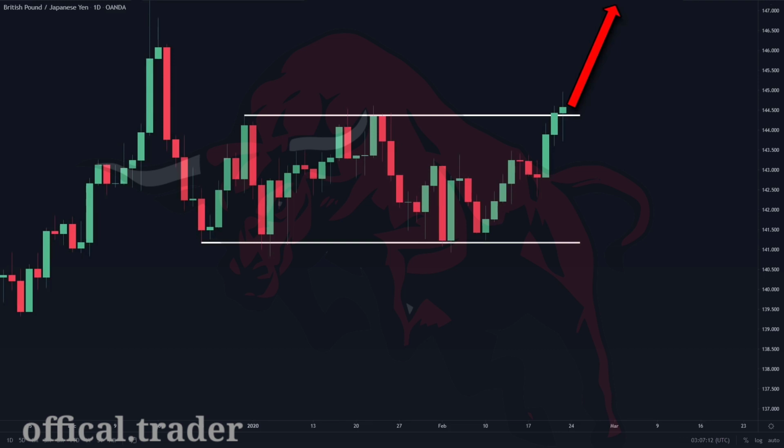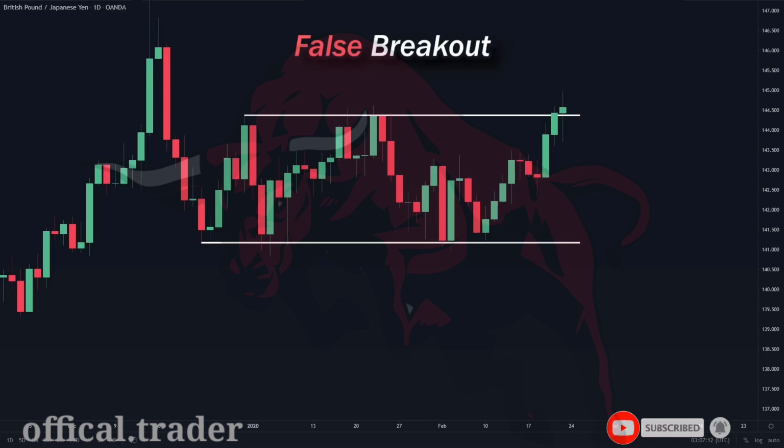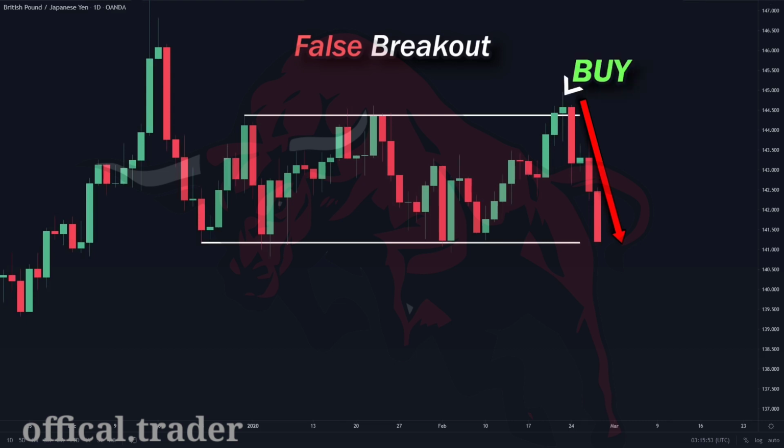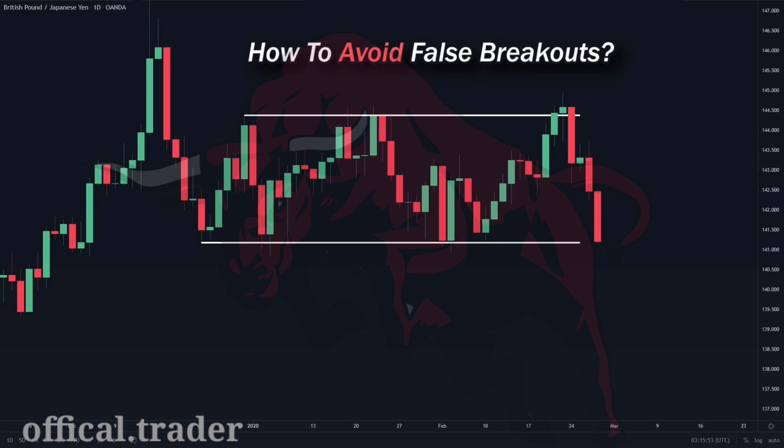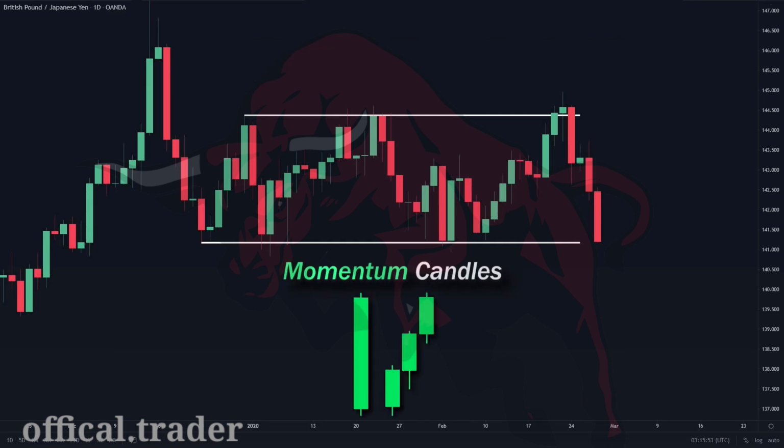Well, this is actually the wrong mindset to have, because a breakout doesn't equal a trend. There's always a possibility of it being a false breakout. That's when the price broke above a key level, only for it to come back down again. So, if you took a buy position here, you would actually lose money. And so, how do we avoid these false breakouts? Well, a simple trick that I like to use to avoid false breakouts is by looking for momentum candles at the breakout. A momentum candle could be in the form of a big candle or multiple medium-sized candles.